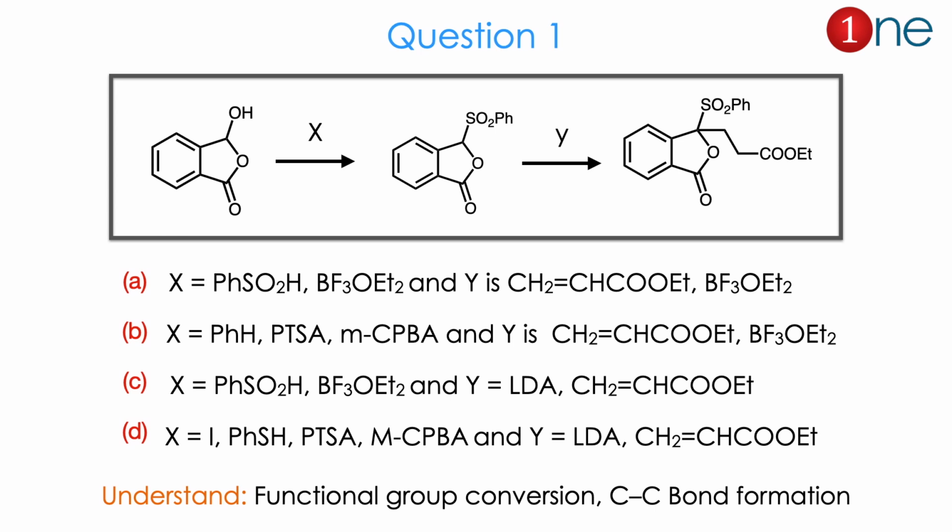Here multiple combinations of choices are also given. PhSH as well as PTSA and mCPBA are also given, and the base LDA is also used here. If you understand closely, there is a functional group conversion as well as a new C-C bond formation. So according to that, you have to choose your reagents.